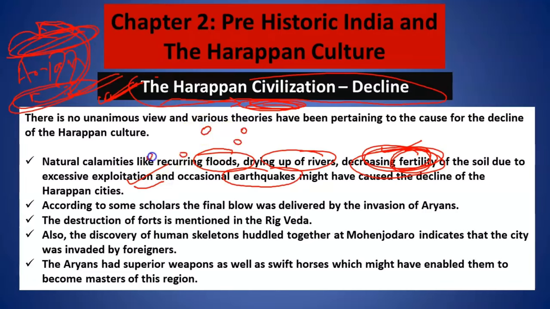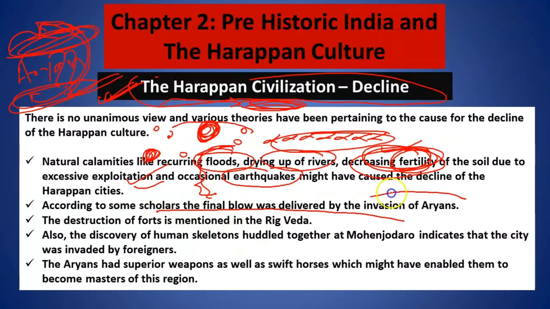what we can think is there were multiple cities in multiple parts. Now if an earthquake comes, it should have come to one part of the civilization. If, let's say, a drought comes, it will come to one part of the civilization. All these things, though, are given by various scholars, but they are not very convincing. All right. Some scholars say that the final blow was given by the invasion of Aryans. Now, because this is also mentioned in Rig Veda, that destruction of forts.